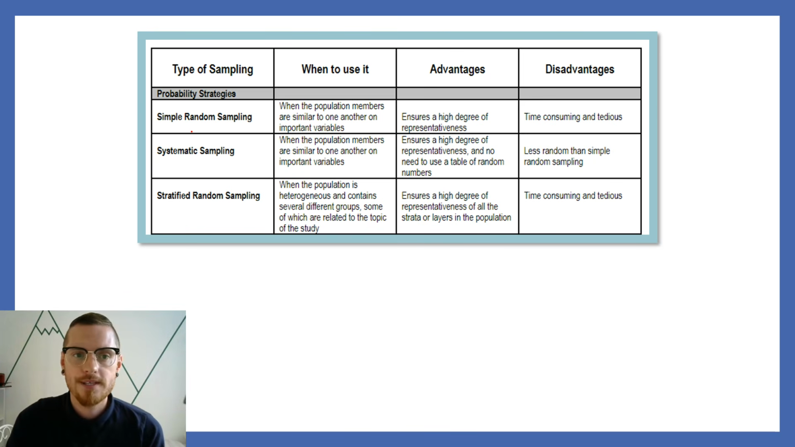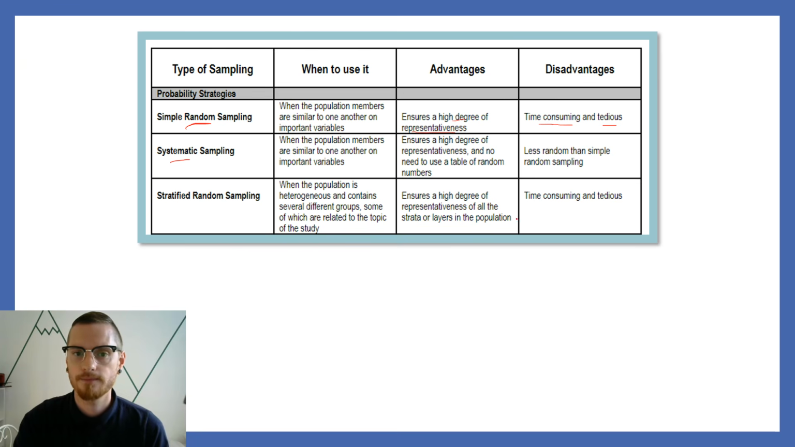So, our random sampling, the advantage is it gives you a high degree of representativeness. That basically means it represents the population or the frame very well. It's covering that population. Disadvantage is it can be time consuming and tedious to carry out.